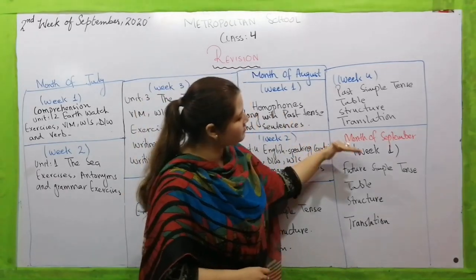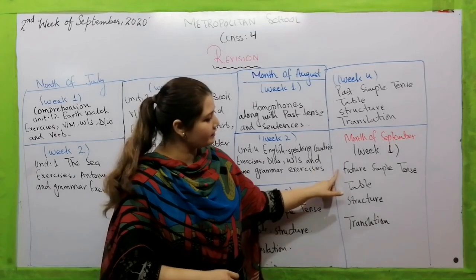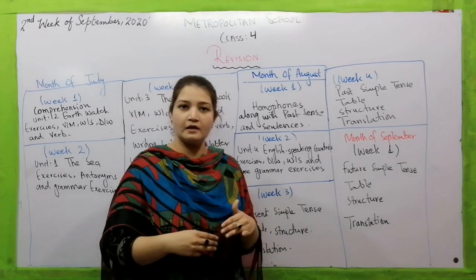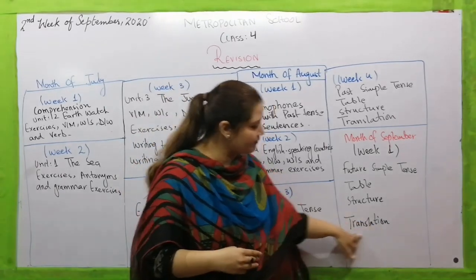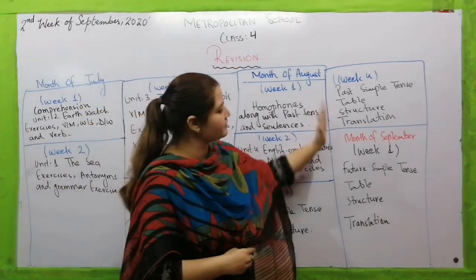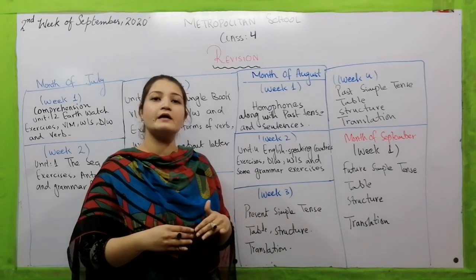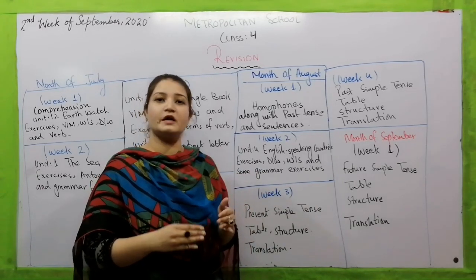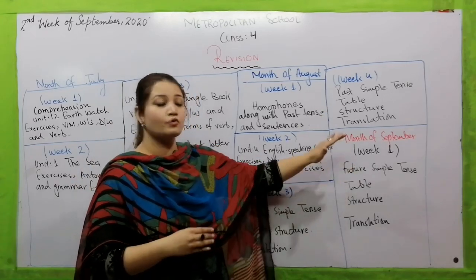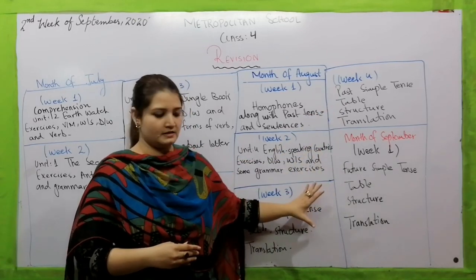Now let's move towards the month of September. In week 1, we continued the tenses and started a new tense, the future simple tense. We started its table, structures, and the same thing, translations in all the tenses: present simple tense, past simple tense, future simple tense. I have always revised and made you memorize all the things about the subject, verb, object, and the usage of these tenses, so it will be easier for you to memorize and use these tenses practically.